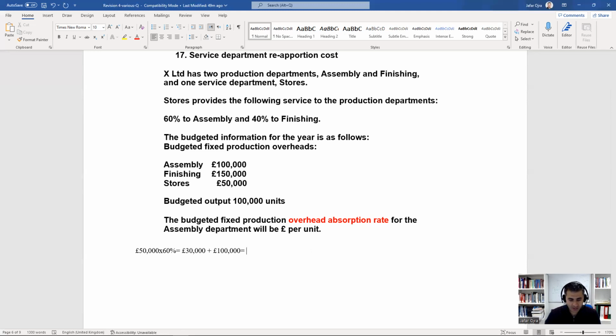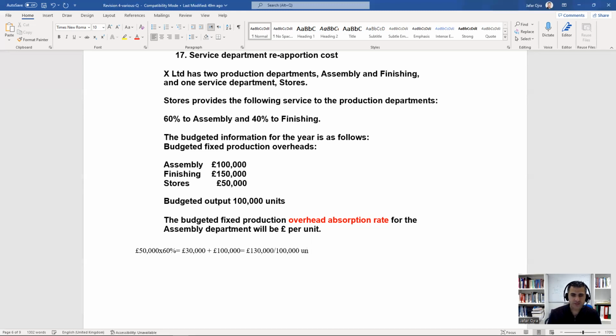Okay, that makes 130,000 pounds, and that is the total production overhead for the assembly. So in order to calculate the OAR, which is the overhead absorption rate, what you need to do is divide it by the number of budgeted output, which is 100,000 units.